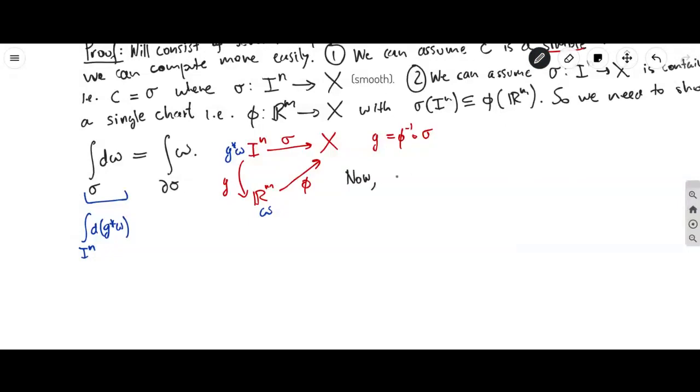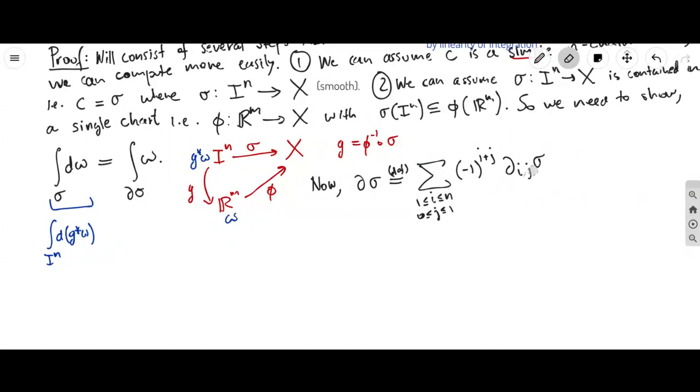Okay, now the boundary of sigma is equal to, by definition of the boundary operator on cubes, a sum. This is an oriented sum, and we write it like this: partial I comma j of sigma, where I ranges from 1 to n, and j ranges between 0 and 1. Now, let me just remind you again what this is. Without math symbols, it just means substitute 0 or 1 into the ith coordinate of sigma. So that's what that means.